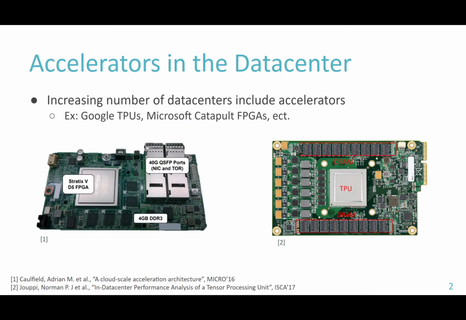An increasing number of data centers now include accelerators. Examples include Google's TPU, Microsoft's Catapult FPGAs, Amazon's F1 FPGAs, and there are many more examples. Big companies like Microsoft and Google are turning to specialized hardware in order to support their data center scale workloads. So the TPUs are used for TensorFlow machine learning processing, and Catapult is used for Bing machine learning models.